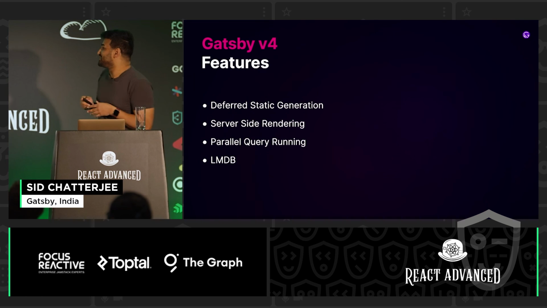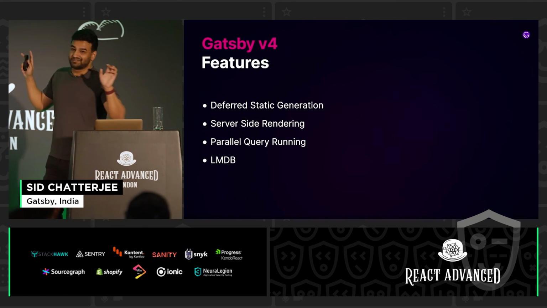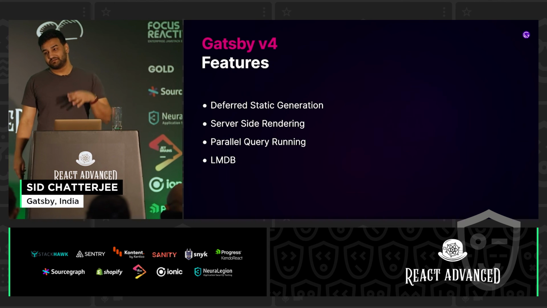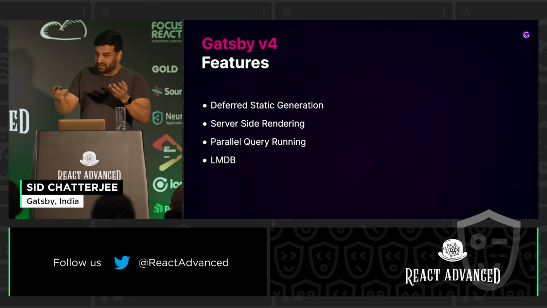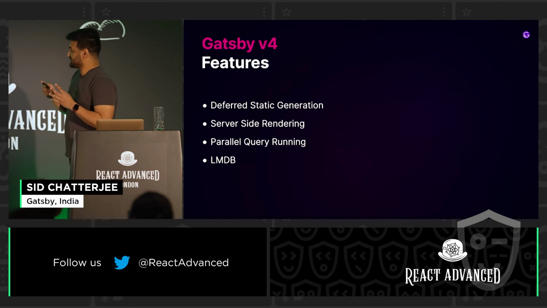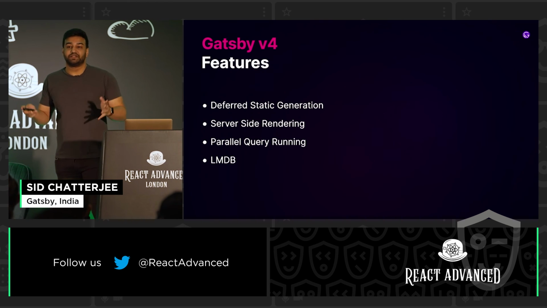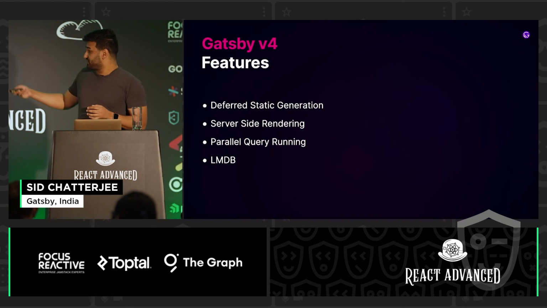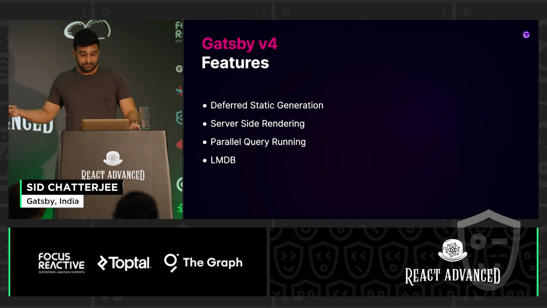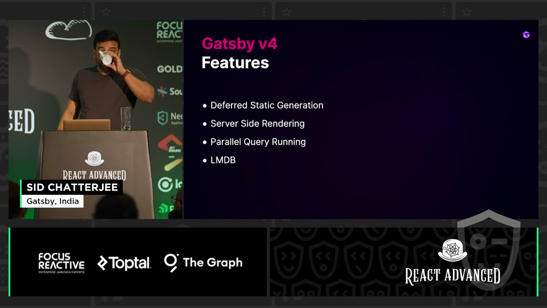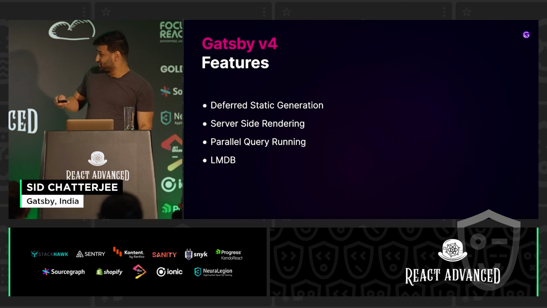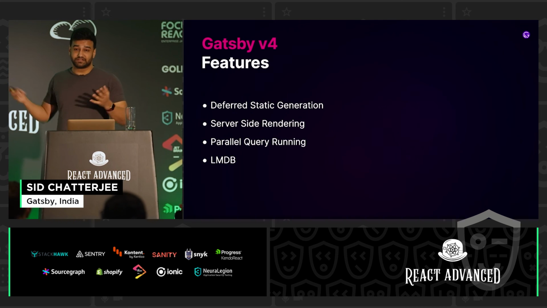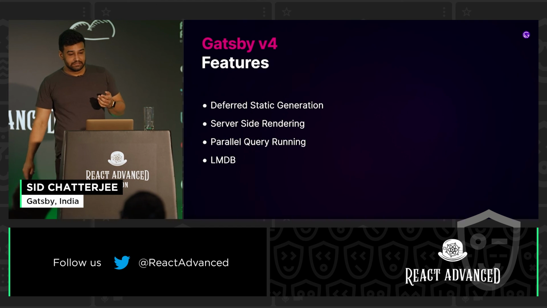Gatsby v4 has other stuff too. We now have parallel query running. We figure out how many threads you have on your machine. We run all your queries in parallel. Your builds are faster. Hopefully you notice, but you don't have to do anything to opt in. It just works. There's a lot of other stuff under the hood as well, including something called LMDB, which as a user of Gatsby, you don't have to know or worry about, but it uses it under the hood and sort of makes a lot of this stuff possible.